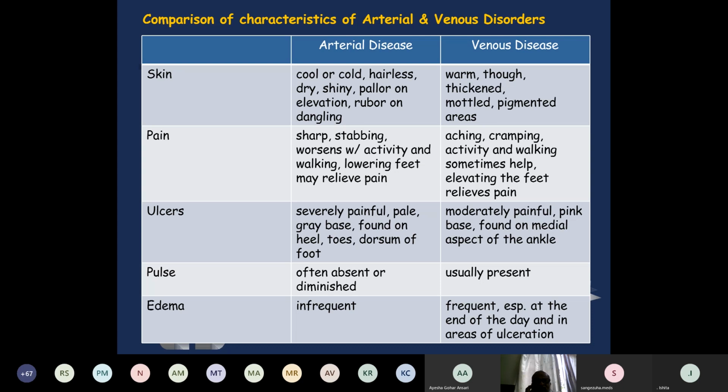As far as ulcers are concerned, in arterial disease they are severely painful, with a pale, grey base, found on the heel, toes, and dorsum of the foot. In venous disease, they are moderately painful with a pink base, found on the medial aspect of the ankle, just above the ankle joint. Pulses are absent or diminished in arterial diseases, and in venous diseases usually they are present.